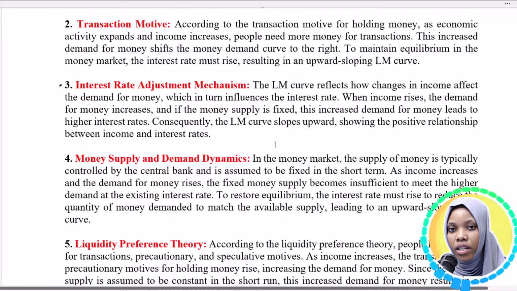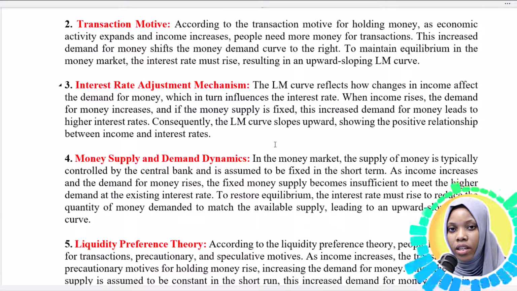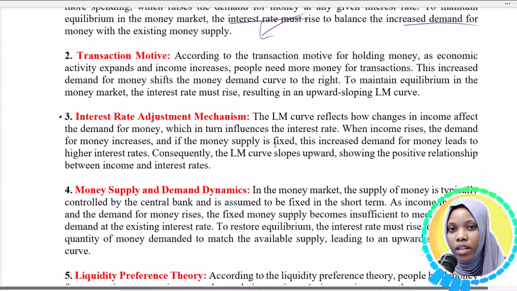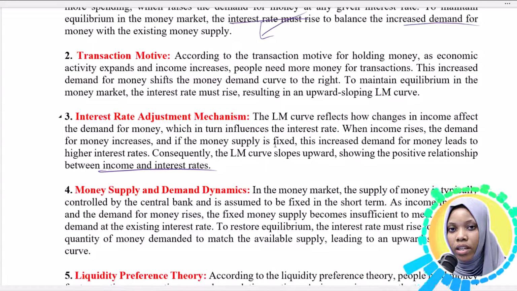Another reason is the interest rate adjustment mechanism. The liquidity money curve reflects how changes in income affect the demand for money, which in turn influences the interest rate. When income rises, the demand for money increases, and if the money supply is fixed, the increased demand for money leads to higher interest rates. Consequently, the liquidity money curve slopes upwards, showing the positive relationship between income and interest rates. So basically here the LM curve deals with income and interest rates. An increase in one leads to an increase in the other.